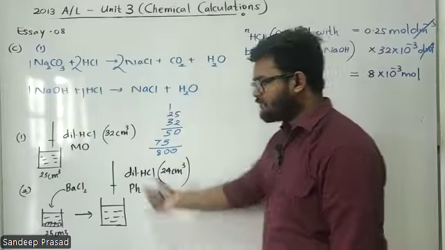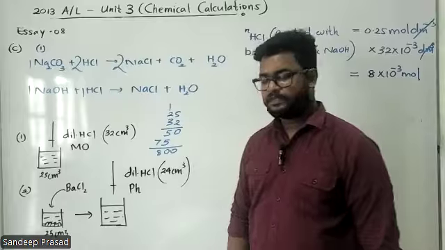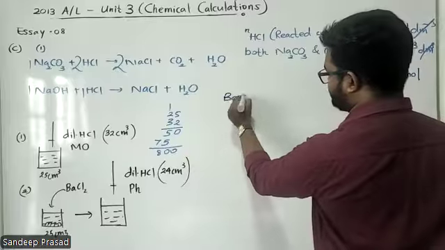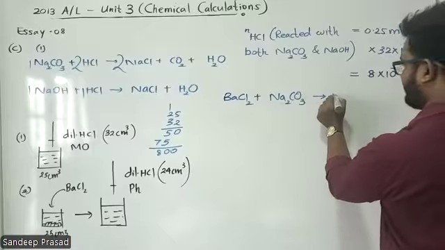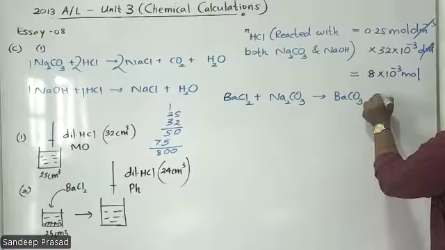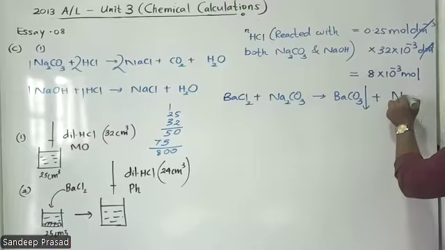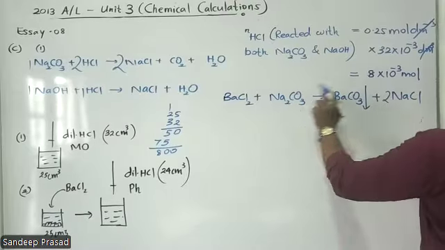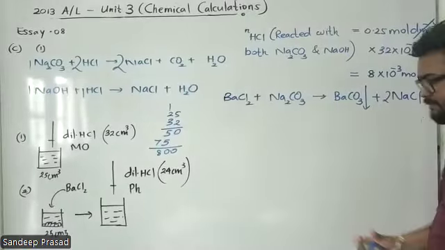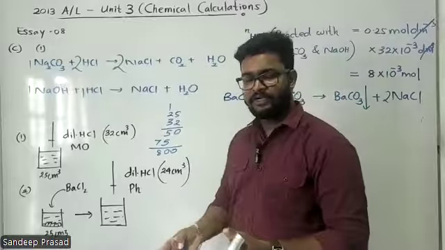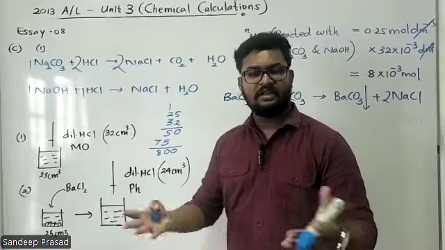Students, now go for the second process. In the second process, they told us that they have added barium chloride. So when we add barium chloride, what will happen? Sodium carbonate reacts with it and barium carbonate is precipitated. That means all the carbonates are converted into barium carbonate. That means after addition of barium chloride, there is no sodium carbonate in the solution. Then what are the remaining bases we have?